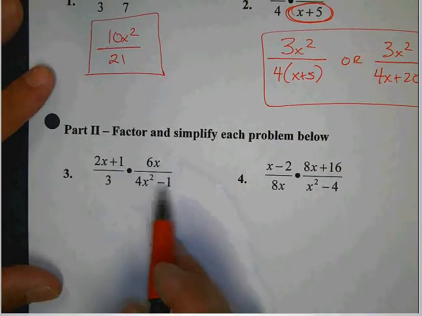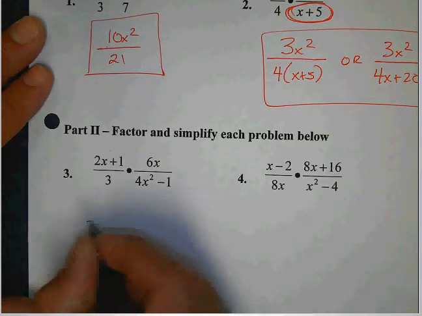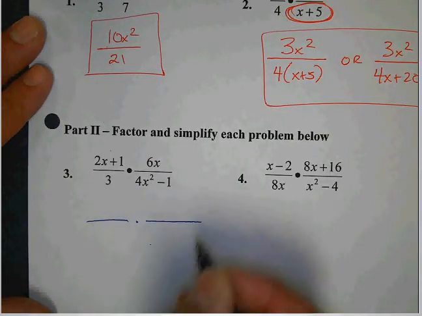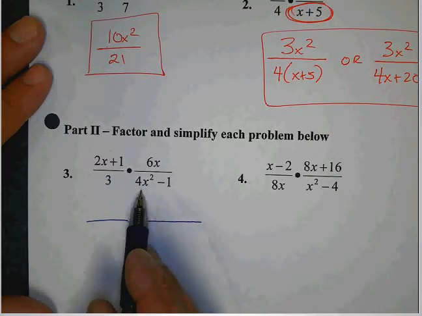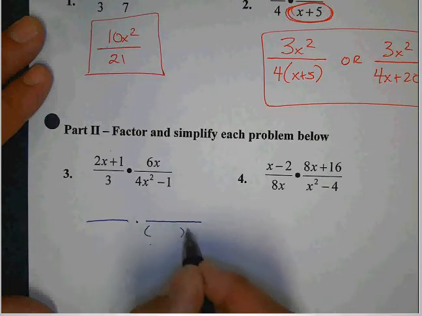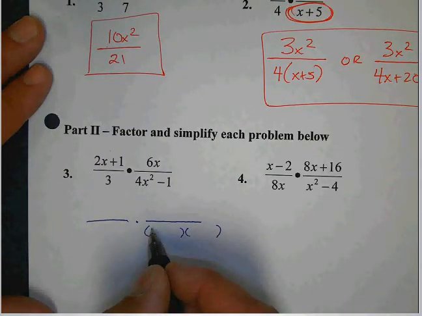Does any one of the 4 positions factor? What do you think? Which one factors of those 4? Sid? The 2x plus 1 factors? Oh, wait, no. Or does this factor? That factors. Okay. What are the factors of 4x squared minus 1? Can you think of them?